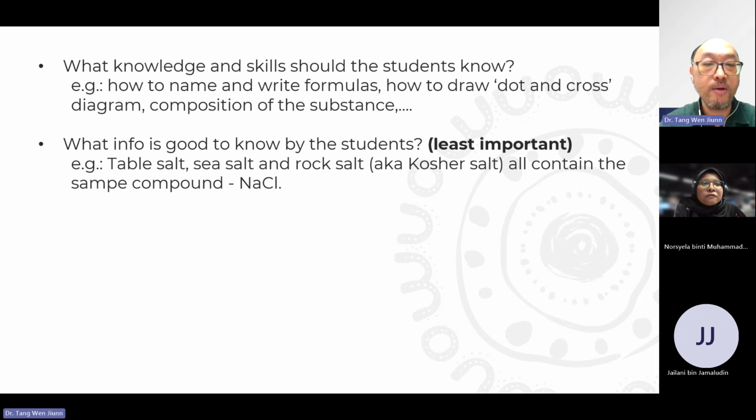And lastly, what information is good to know by the students, but is least important. So we should know this part as well. Examples like the least important here, most of the time will be the fun facts. The fun facts are just to support the teaching of the contents, but they shouldn't be the main attraction. We shouldn't spend too much time on the fun facts.